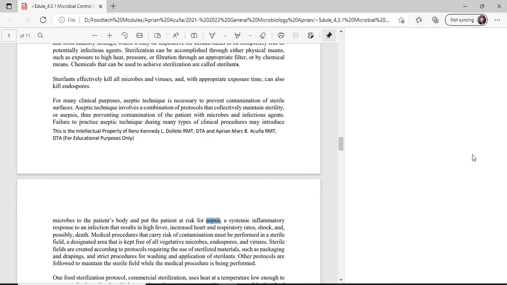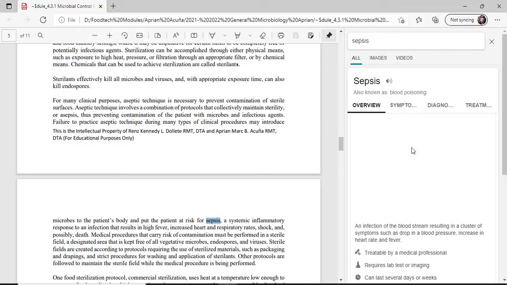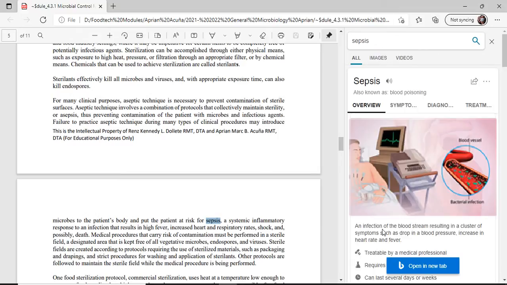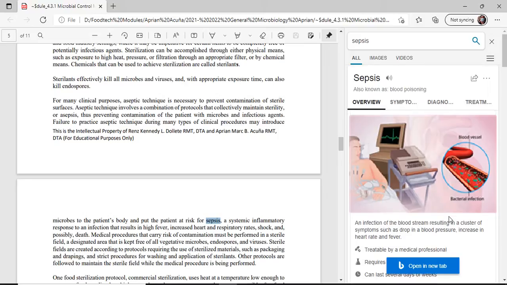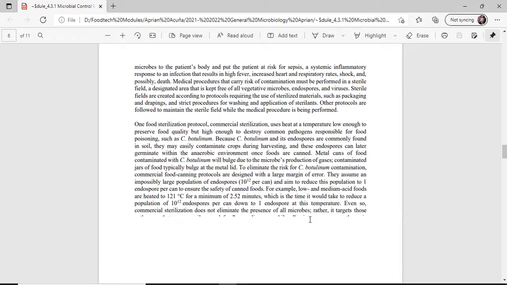So what is sepsis? Let's search. And here is the definition of sepsis: an infection of your bloodstream. Bacteria enter your blood. A cluster of symptoms are a drop in blood pressure or increasing heart rate and also fever. So the definition is the same.